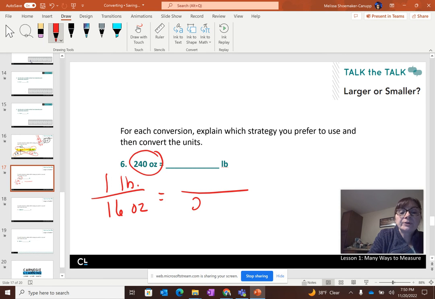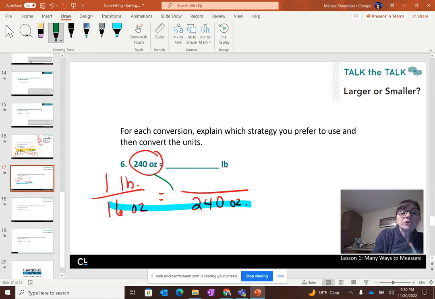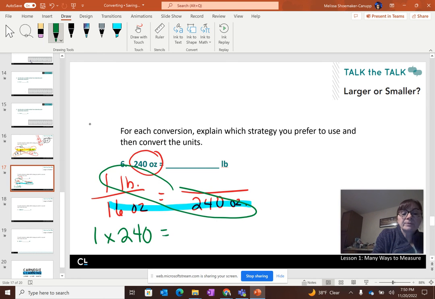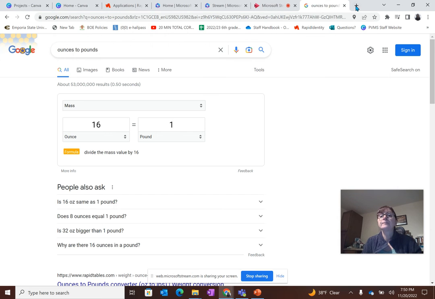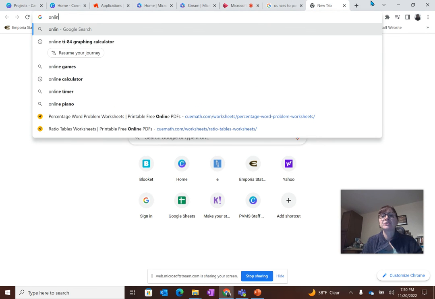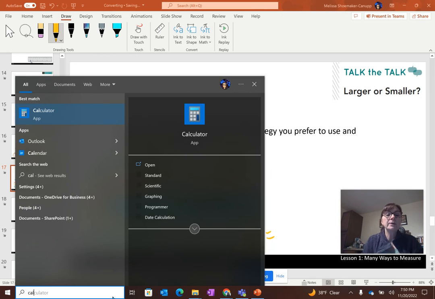And they give me the 240 ounces. So I'm putting that on the bottom. Okay, how many pounds is that? Well, I have to do that cross multiplication. And so 1 times 240. And then remember, I hit equals in my calculator. Then I'm going to divide by the other side. So that's going to be divided by 16. So let's go grab an online calculator. Actually, I could just put that down here. Calculator. Ta-da.